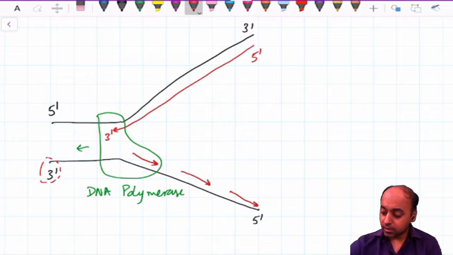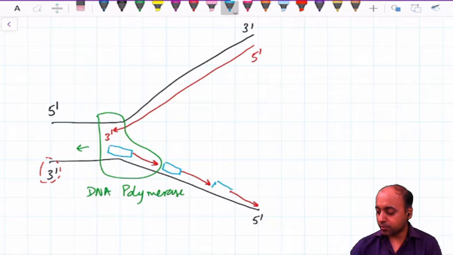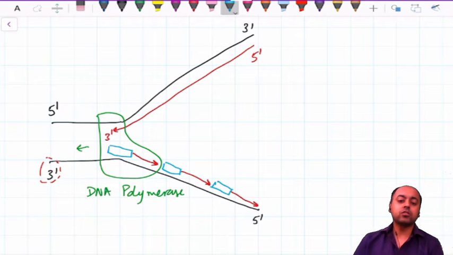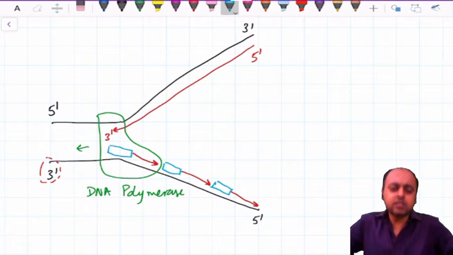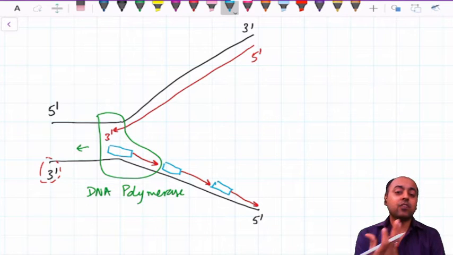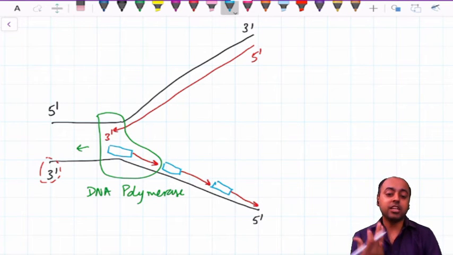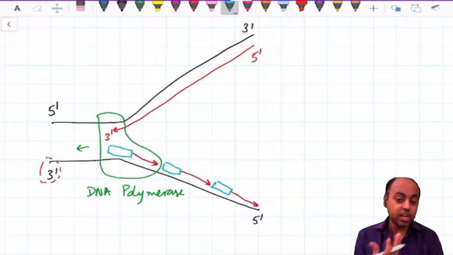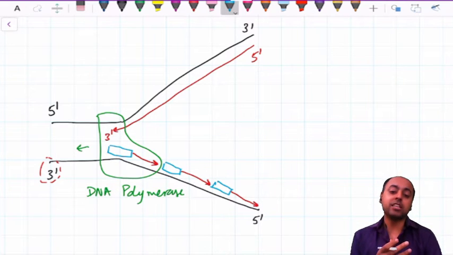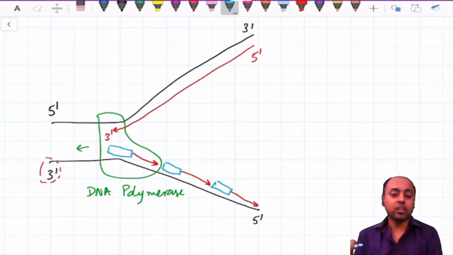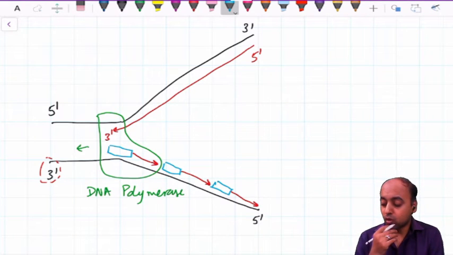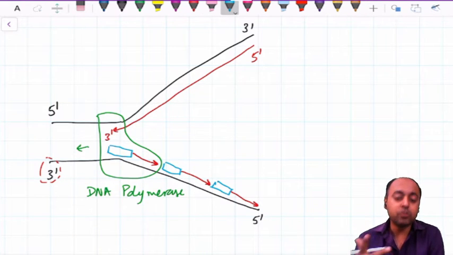You will notice that I am drawing a box at the beginning of each DNA. This box is very important because the DNA synthesis cannot begin from scratch by itself. The DNA polymerase is unable to initiate the de novo DNA synthesis. This doesn't become apparent on the leading strand. I'll show you later.